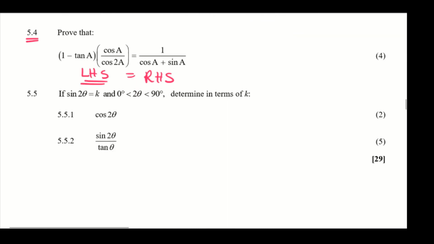So now we're going to do 5.5. We are given that sine of 2 theta is equal to k, and we are told that 2 theta lies between 0 degrees and 90 degrees. So we are already told that it's in the first quadrant. And in 5.1, we are asked to find cos of 2 theta, right? So what we know is that sine of 2 theta is equal to k, and 2 theta lies between 0 degrees and 90 degrees.